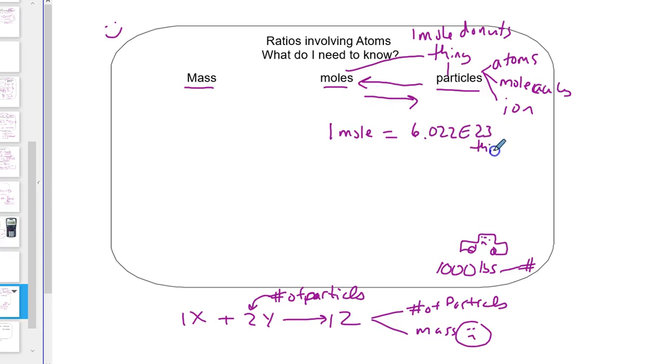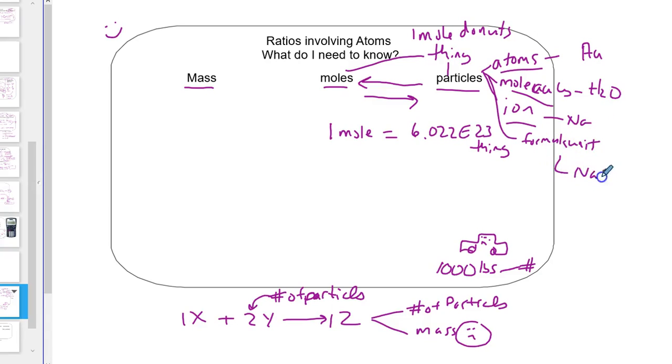And it doesn't matter what it is. It's a thing. Could be an atom, could be a molecule, could be an ion. Could even be a formula unit, which would be something that is ionic. So an atom might just be an element like gold. How many atoms of gold do we have? How many molecules of water do we have? How many ions do we have? How many formula units? NaCl for ionic compounds.